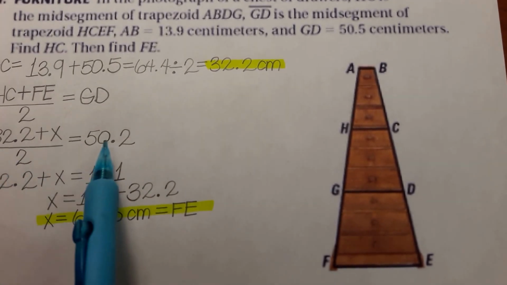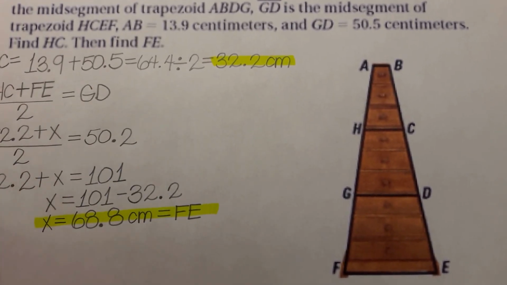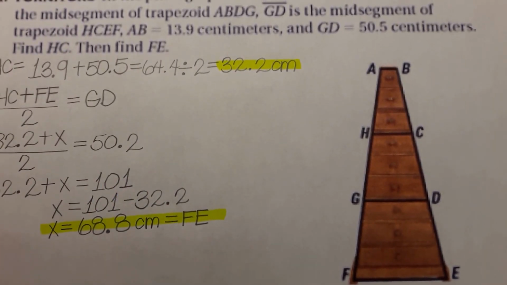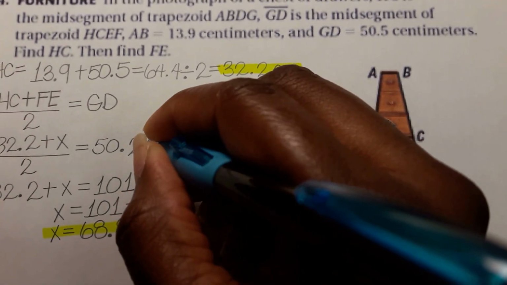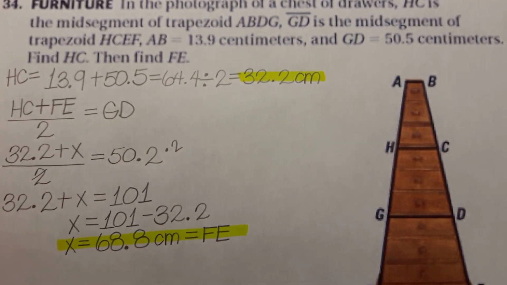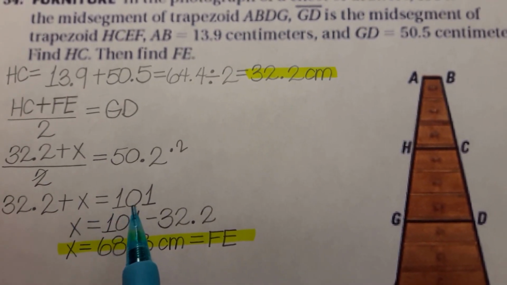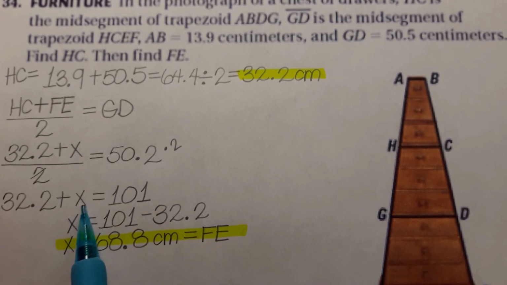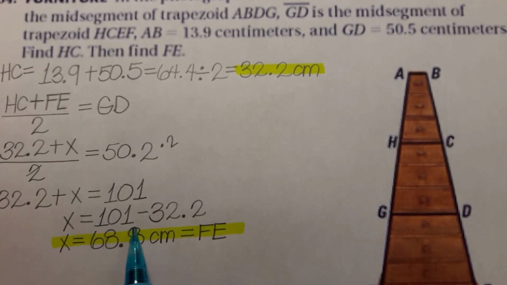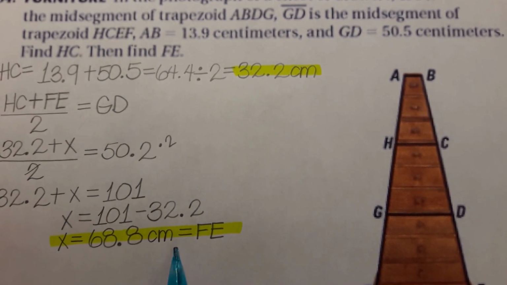First thing I want to do is multiply 2 on both sides of my equation. And when I do that, I should get 50.5 times 2, which is 101. And I know here my 2's will cancel out. So I have 32.2 plus x equals 101. To get x by itself, I must subtract 32.2 on both sides of my equation. 101 minus 32.2 equals 68.8 centimeters, which is FE.